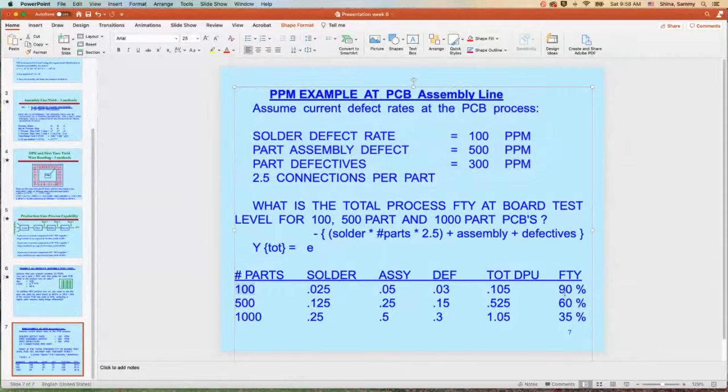If your product has 100 parts using these quality numbers for your part, your first-time yield is 90%. As you have more advanced technology, you need more parts. If your product increases by 10 times the parts and you don't do anything about quality, you have the same quality as shown at the top, your yield drops from 90% to 35%. So if the next generation product is going to need a lot more parts than your current generation product, that is a big problem.